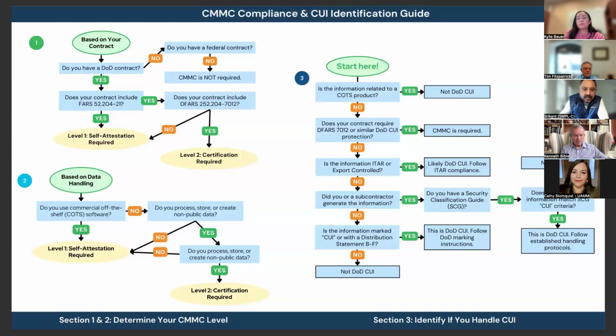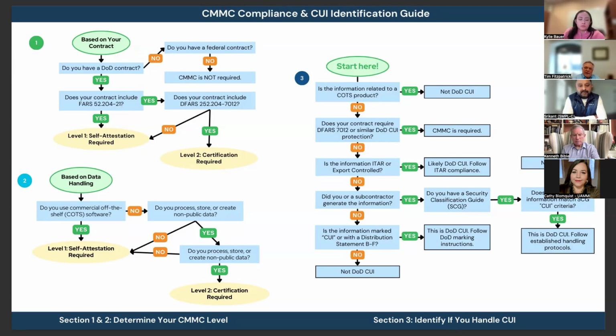So, Tim, this is probably more for you. This is essentially how do you even determine what level you are? I know, Tim, you guys provide a free service to determine that based on their contract. So if you want to talk a little bit about what you can help them with.